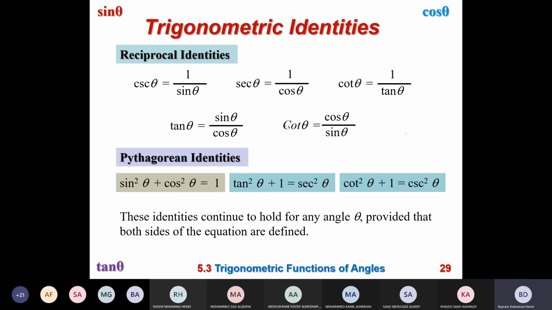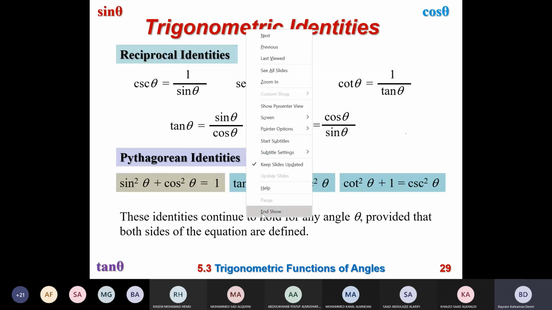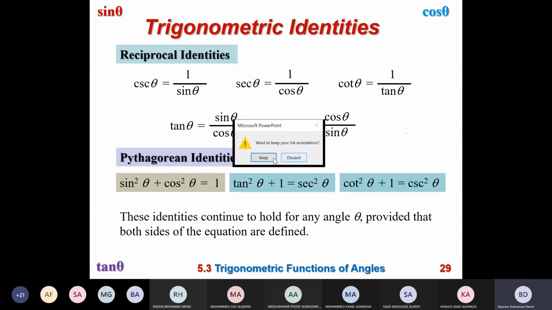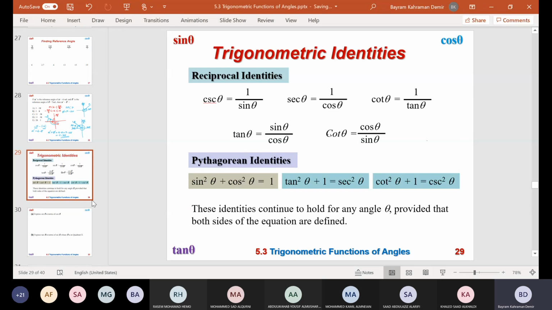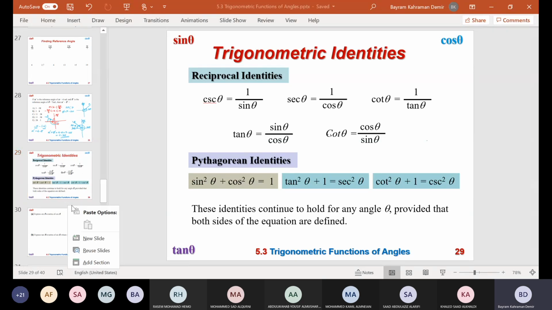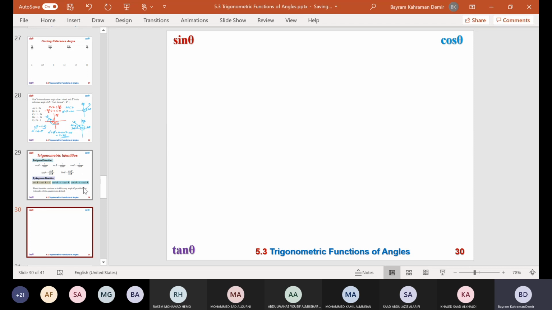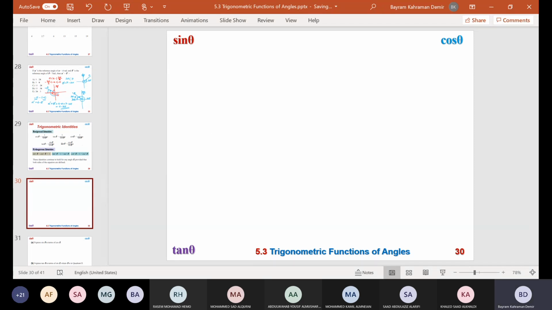Did you guys wonder why this is correct? Theta is any angle. Sine square of theta plus cosine square of theta is 1. Why is that? I wonder if you had any idea, anything you learned in high school. Let me put a new slide here, so maybe we can explain it here.